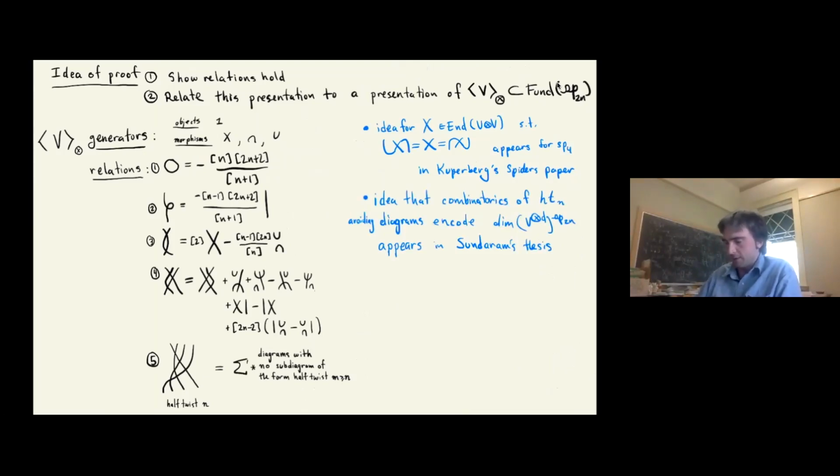the idea that somehow the combinatorics of taking diagrams built out of a crossing and getting rid of all of the half twists on end strands are related to the dimensions of invariant spaces. This appeared in Sundaram's thesis. And this is the key sort of result that we're using at the end of the day.